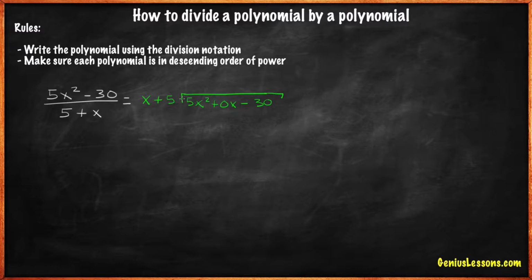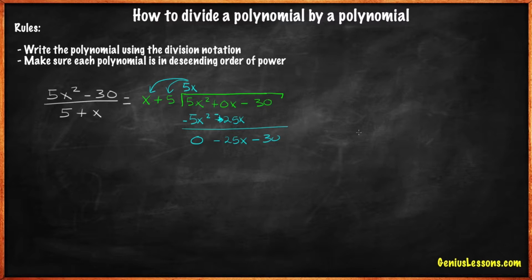We need to find out what times x will give us 5x squared. 5x times x will give us 5x squared, so we will use 5x. 5x times x equals 5x squared. 5x times 5 equals 25x. Now let's change signs. 5x squared minus 5x squared equals 0. 0x minus 25x is negative 25x. Bring down the negative 30.